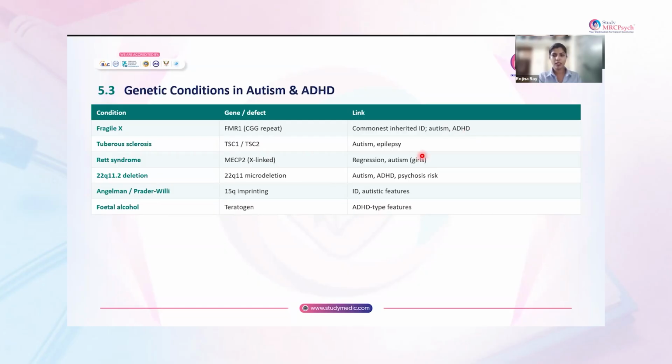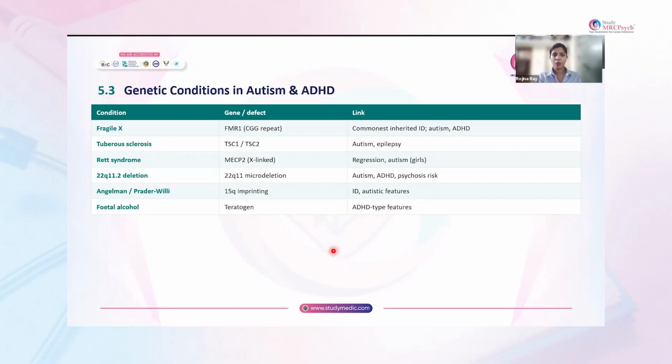In tuberous sclerosis, it is due to mutations in the TSC1 or TSC2 gene and is associated with autism, epilepsy, and ID or intellectual disability. And we have Rett syndrome, which is caused by MECP2 mutations. It mainly affects girls and presents with developmental regression, loss of hand skills, and autistic features. Then 22q11.2 deletion syndrome is linked with autism, ADHD, and later psychosis, especially schizophrenia.